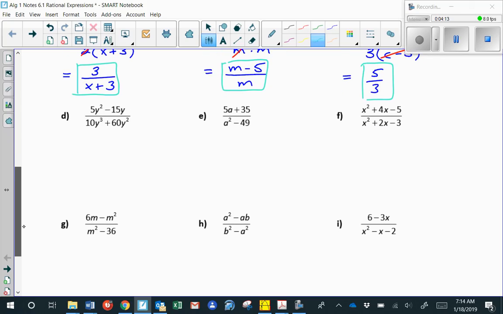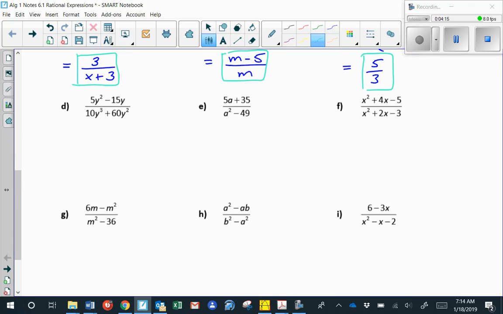Okay, getting a little bit more involved in D, we factor the numerator. We have a common factor of 5y, and that leaves us with y minus 3. And then downstairs in the denominator, we have a common factor of 10y squared. And then that leaves us with a remaining factor of y plus 6.